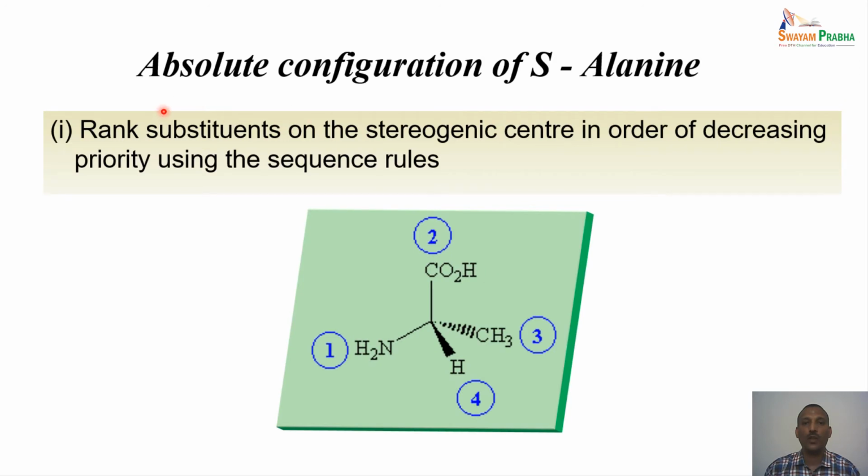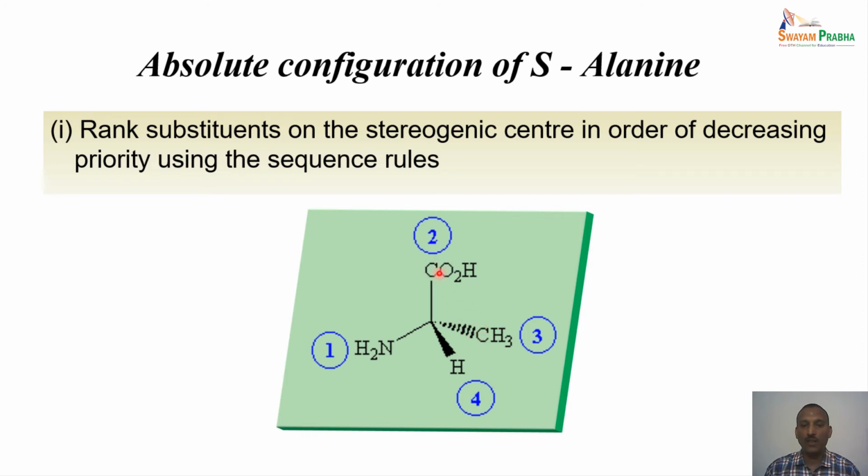Let us look at how to find out the absolute configuration of S-alanine. So here we have shown alanine in this structure. Here we need to rank the substituents on the stereogenic center in the order of decreasing priority using the sequence rule. According to the sequence rule, nitrogen is the first attachment. Carbon, we have two carbons. If you look at the carboxylic acid and the methyl group, we have two carbons, which is the first attachment.